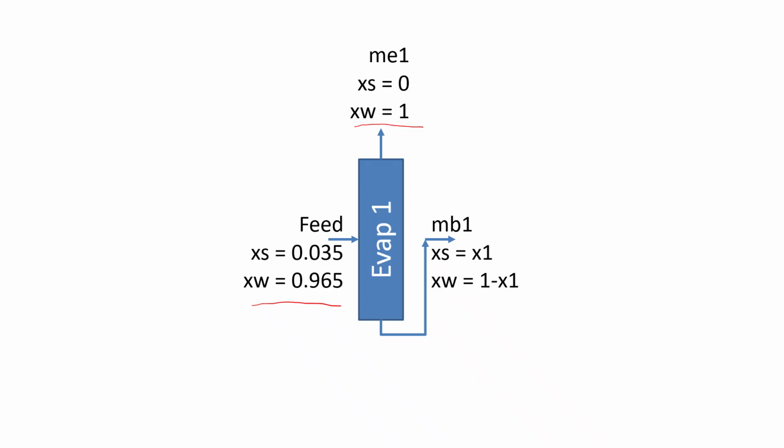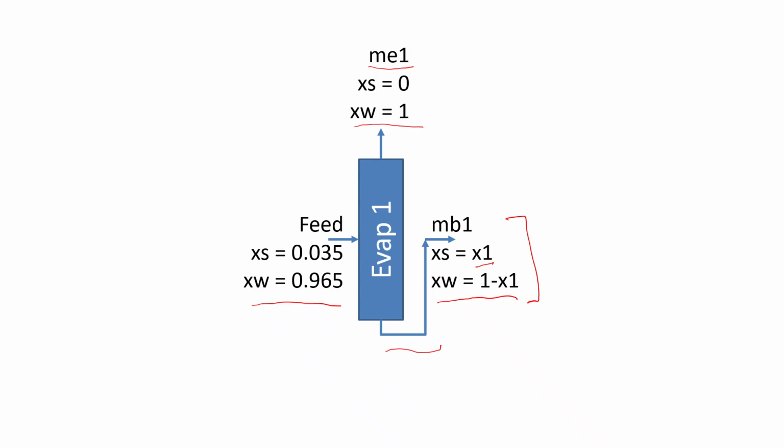We don't know the flow rate. I'm going to use a variable ME to be the mass flow rate that's evaporated, and the number 1 is the mass evaporated from the first evaporator. The stream that comes out the bottom, the residual brine, is drawn here with flow and composition information. We don't know the salt composition of this stream, so I'm just going to label that X1, the 1 indicating that this is the stream from evaporator 1, and since the mass fractions must sum to 1, the mass fraction of water is just going to be 1 minus X1.